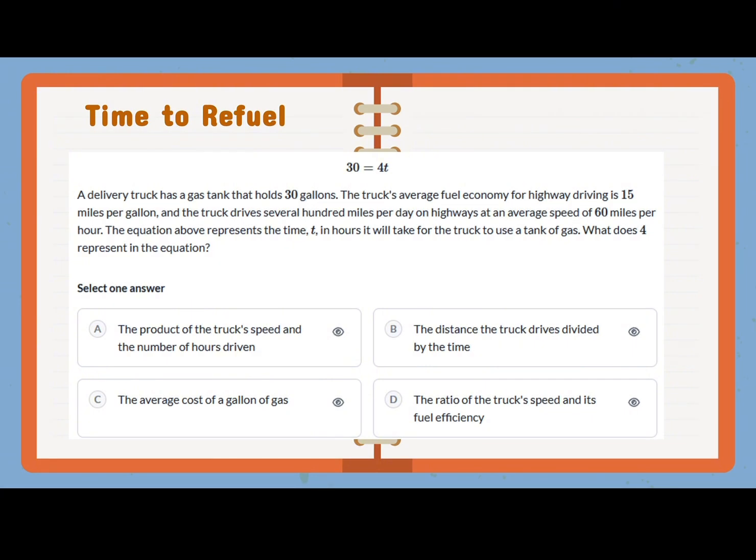Okay, time to refuel. A delivery truck has a gas tank that holds 30 gallons. The truck's average fuel economy for highway driving is 15 miles per gallon, and the truck drives several hundred miles per day on highways at an average speed of 60 miles per hour. The equation above represents the time t in hours it will take the truck to use a tank of gas. What does 4 represent in the equation? So we have 4 times t hours that will fully use 30 gallons of the truck's gas tank.